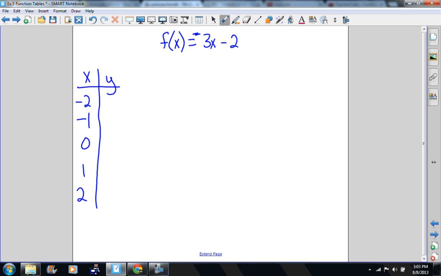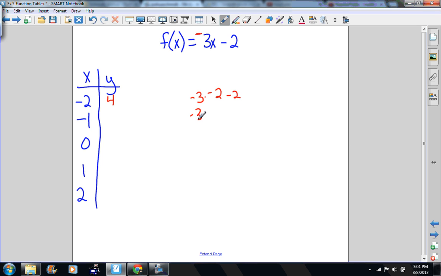Okay, final example. This should be a negative, but my handwriting apparently is atrocious. I'd like you to try this one on your own and see what you get. For this one, I'll do the first couple and then do the table from there. It goes -3 times -2 minus 2. Well, that's 6 minus 2. This is a positive 4.